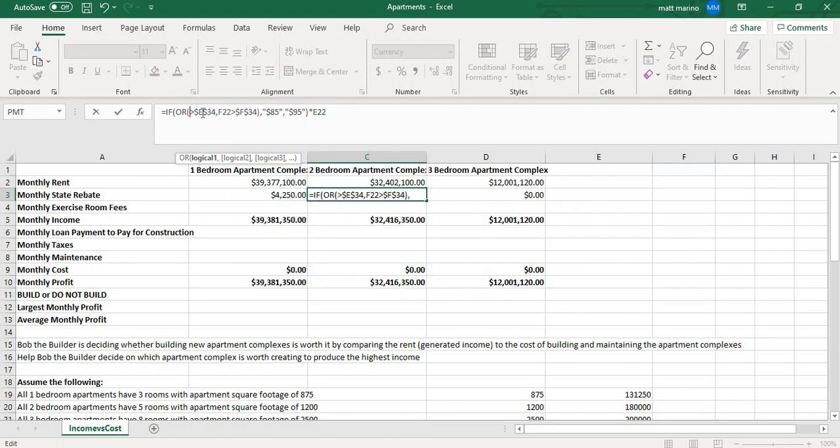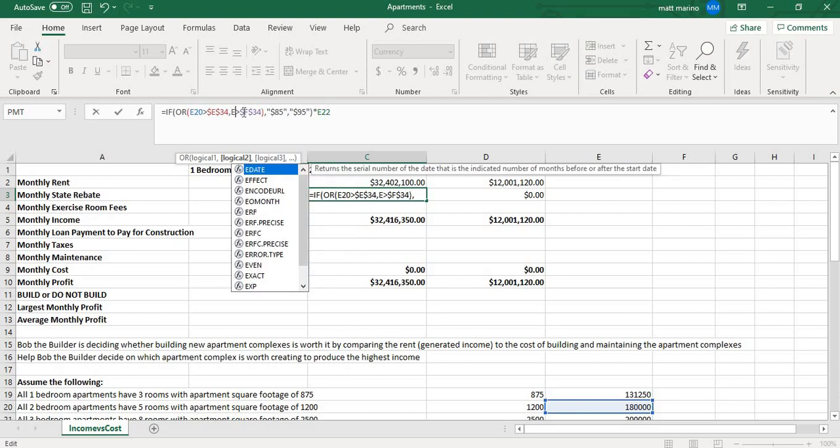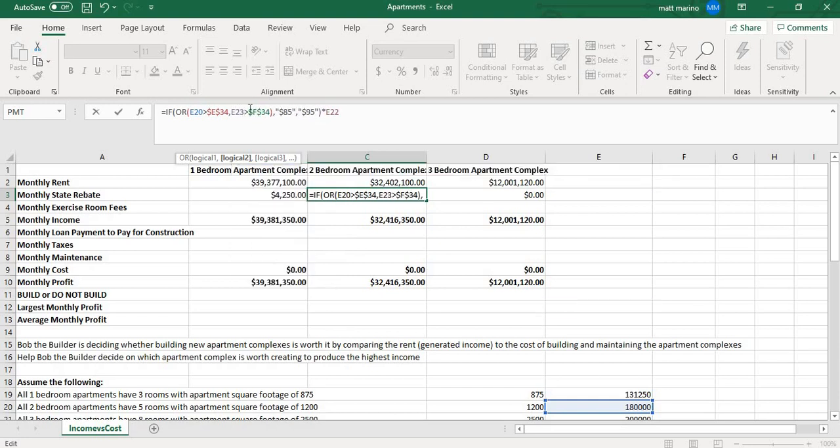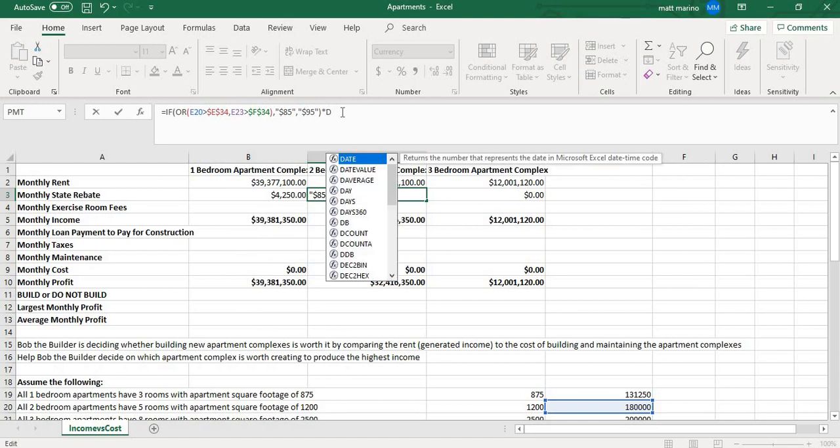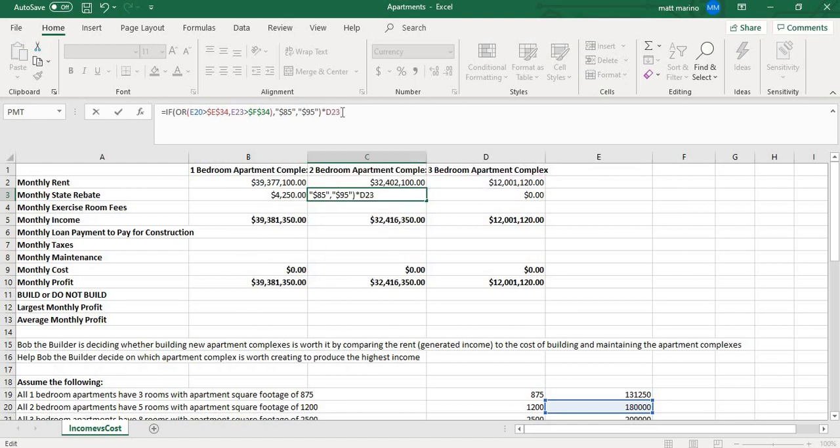Instead of F19 here, we need to check E20. Instead of F22 here, we need to check E23. And instead of multiplying by E22, we need to check D23, our number of apartments.